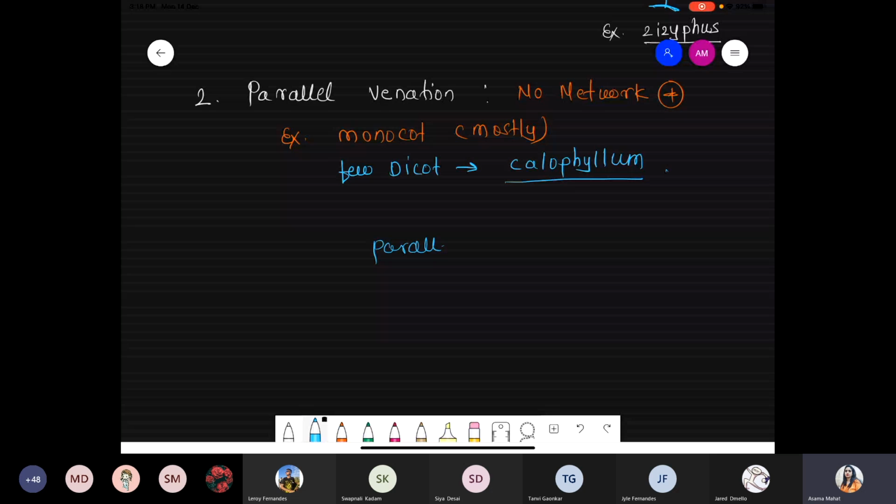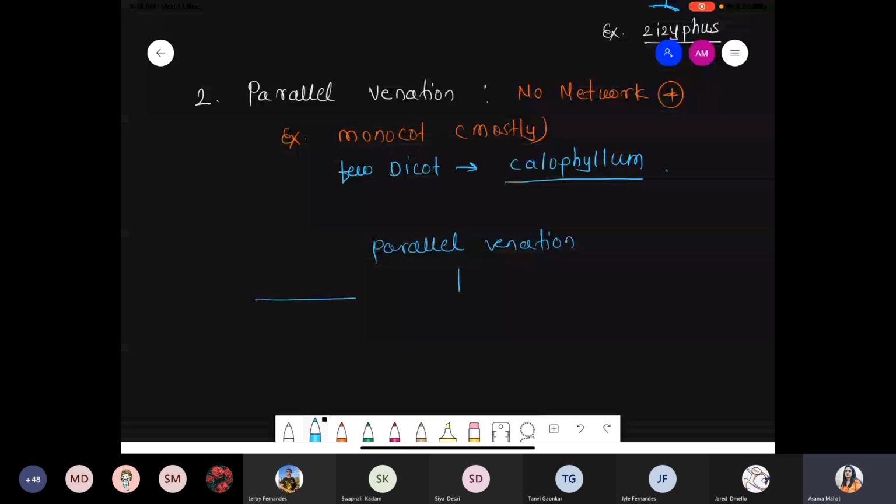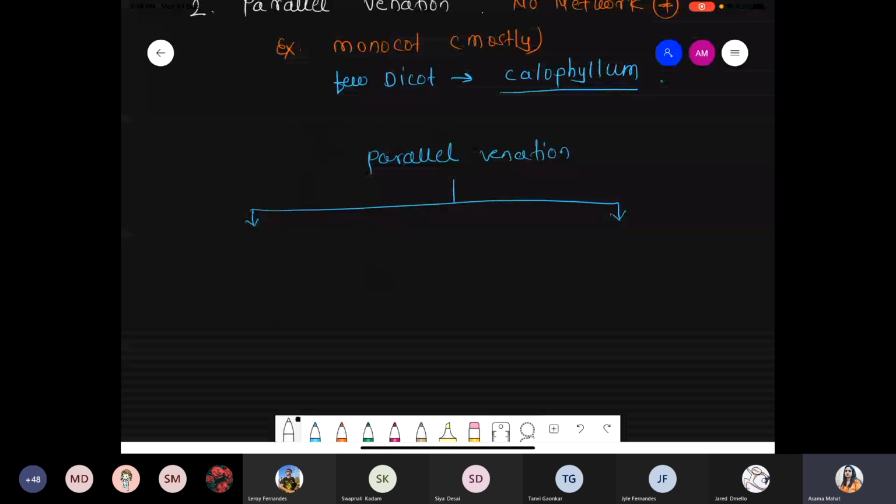Parallel venation, they divide into two types. Unicostate, that is single midrib is present, single main vein is present. That's what is called the unicostate. And unicostate is very much common in case of banana, and the brother of banana, that is canna. Banana and canna. Okay?